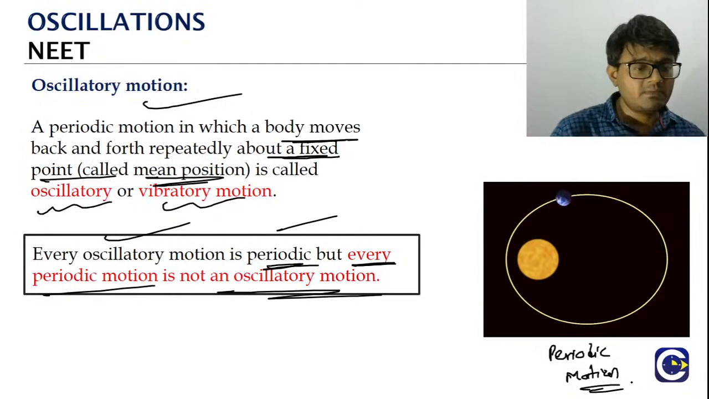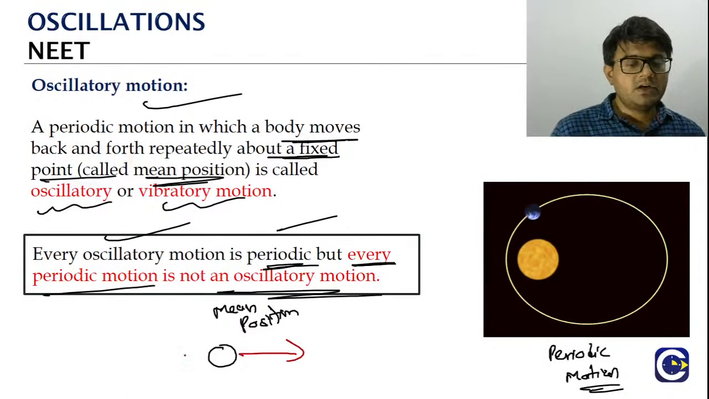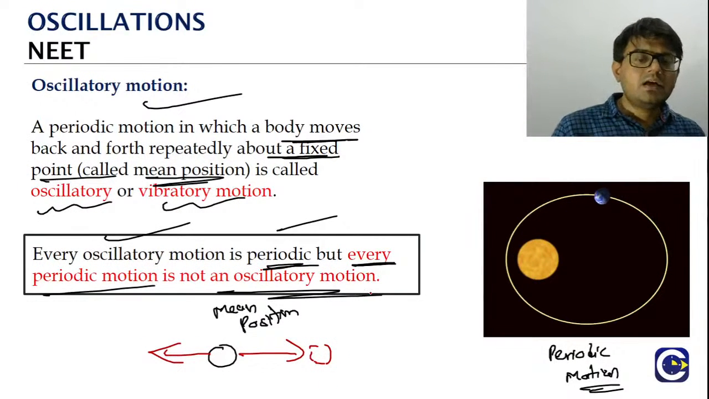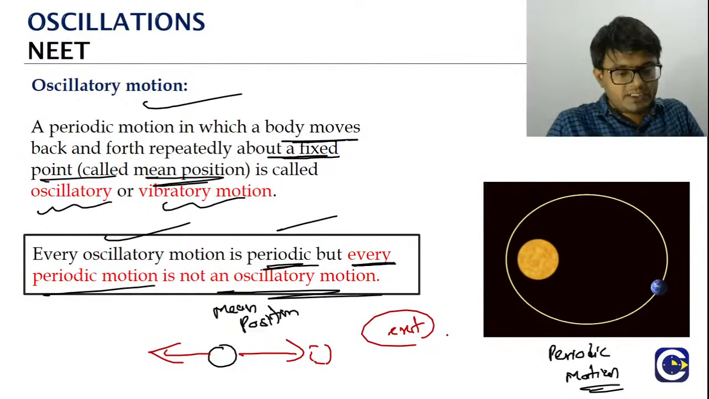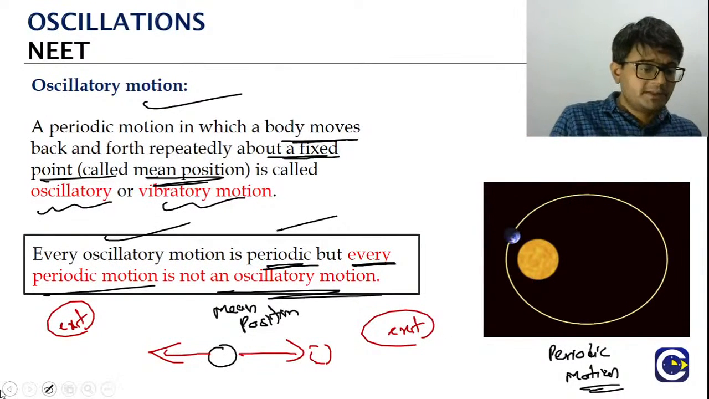For oscillation, we have to talk about one very important thing. When an object is in oscillatory motion, it is at a mean position. The object or particle is going to move either this side or this side. Suppose we move towards the right side, it will go and reach the extreme position.